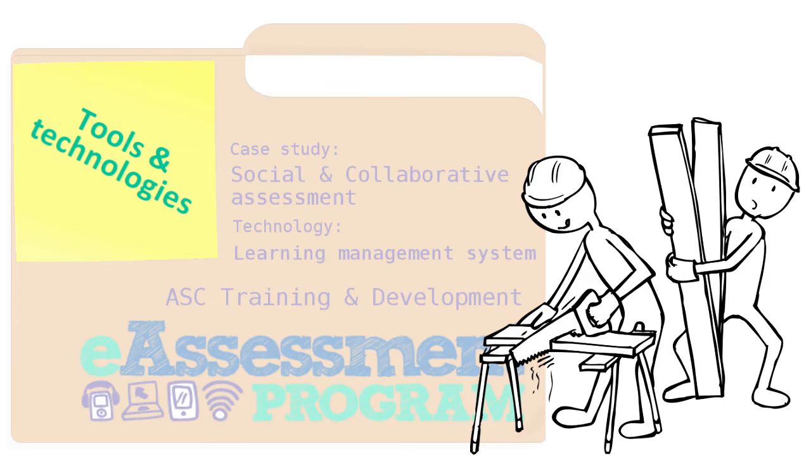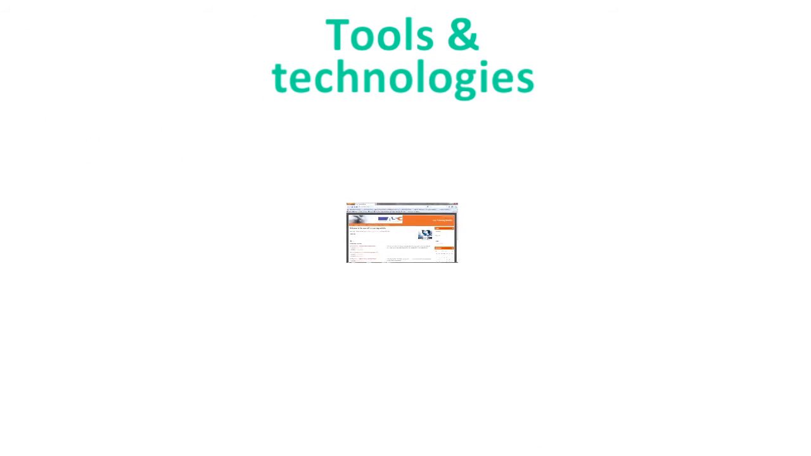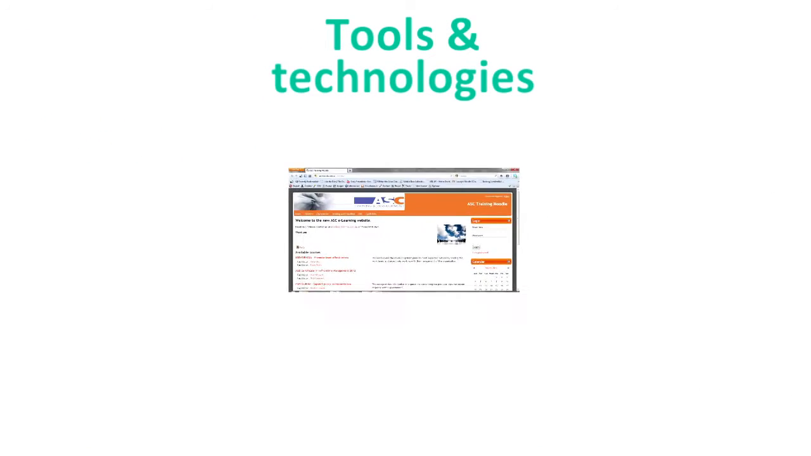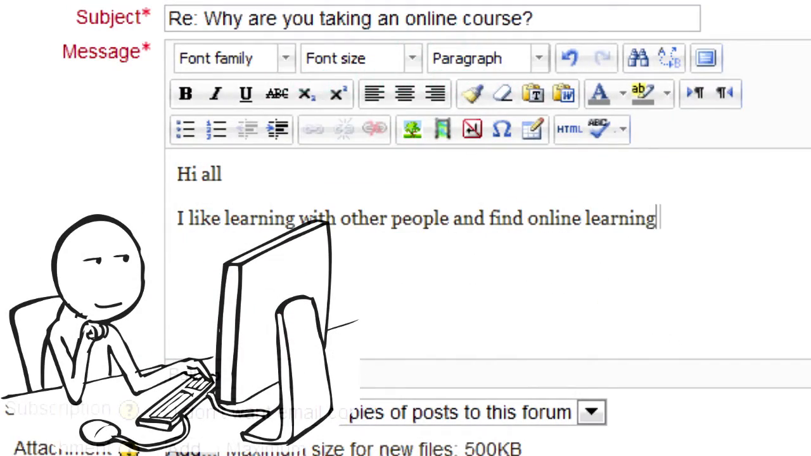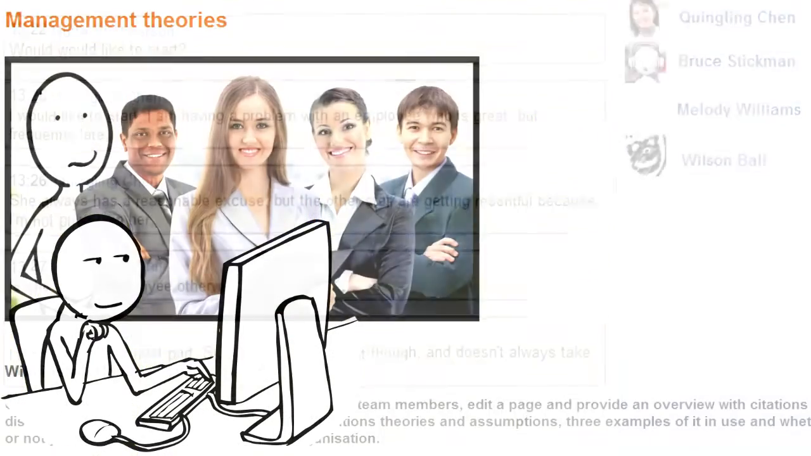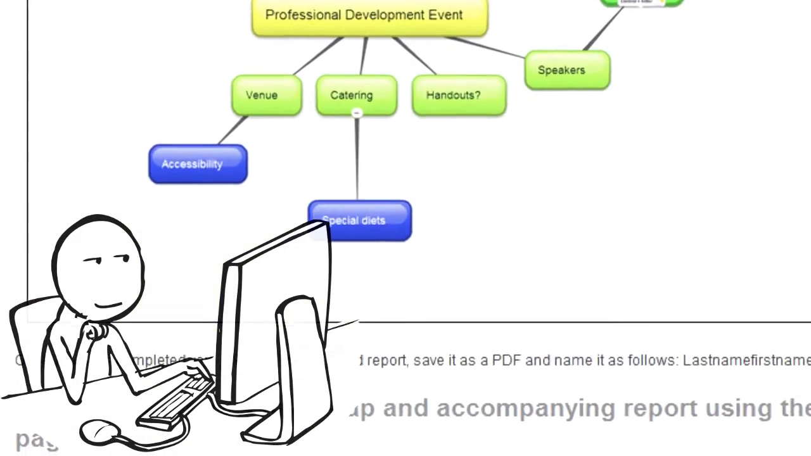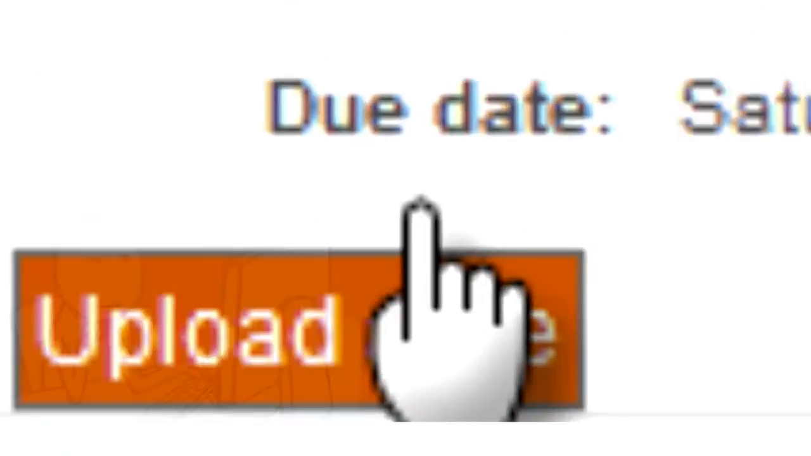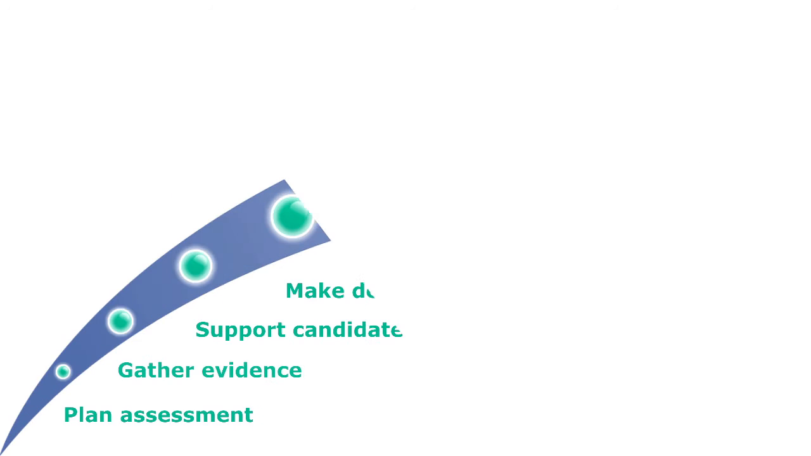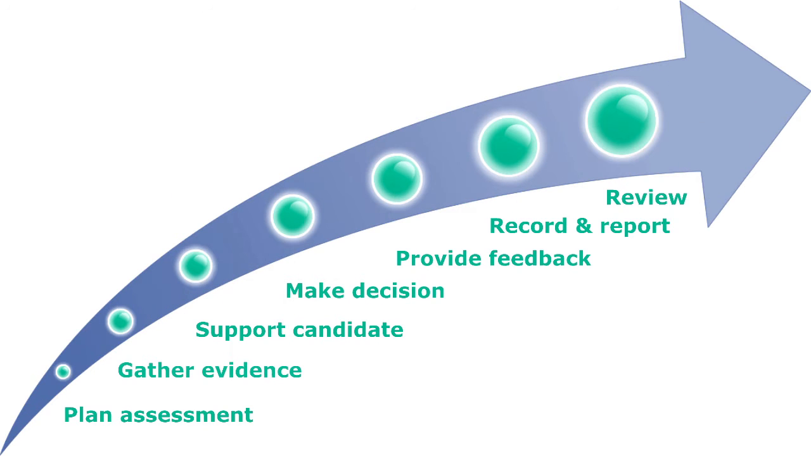Tools and technologies. Student interactions and assessments are managed using the Moodle learning management system and a range of tools it provides, including discussion forums, live text chat, the collaborative wiki, the workshop module for peer assessment, and the upload facility for documents related to the assignments. ASC are using social collaborative tools through many stages of the assessment process, but in particular, the stages of gathering evidence, supporting the candidate, making the assessment decision, and providing feedback.